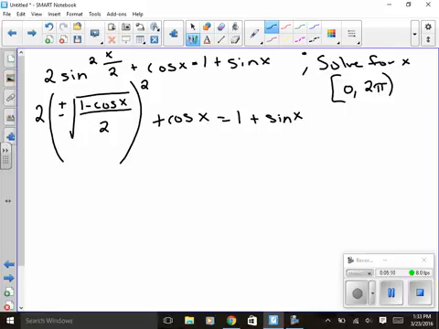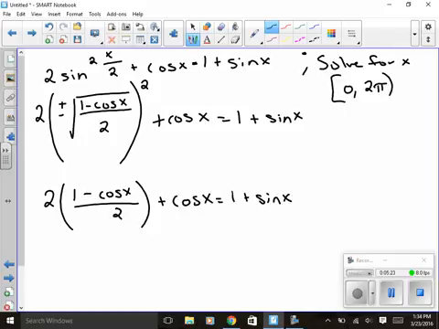Well, when I take the square, that gets rid of the square root. So I've got 2 times (1 minus cosine x) over 2 plus cosine x equals 1 plus sine x. That also takes care of the plus or minus because whatever I'm squaring is going to be a positive anyway. Looking at this, I can then simplify the 2's because they cancel. And I've got 1 minus cosine x plus cosine x equals 1 plus sine x.